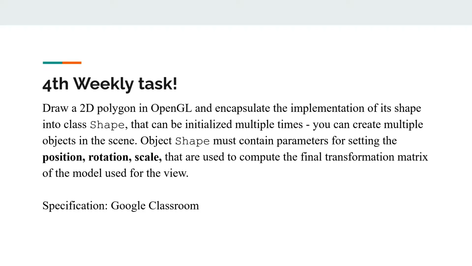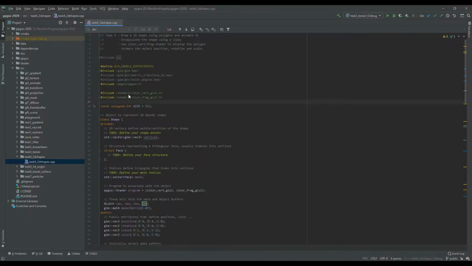The thing is, you can change their transformation or the animation, and that is that object shape should contain parameters for setting the position, rotation, and scale. And you have to use them to compute the final transformation matrix of the model used for the view. Now, you don't know which objects, how they should look, or what animations, but all of this is in your Google Classroom as a specification. And now for the code. So we are in the code.